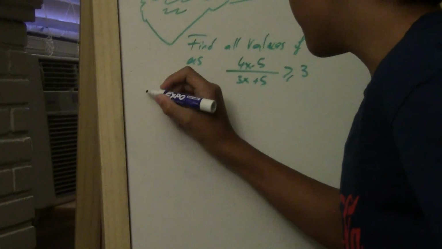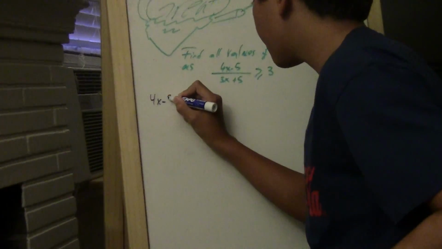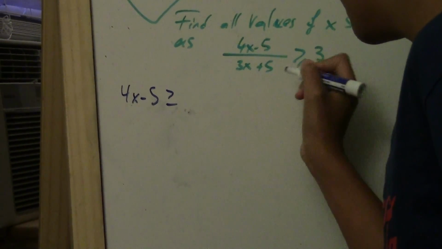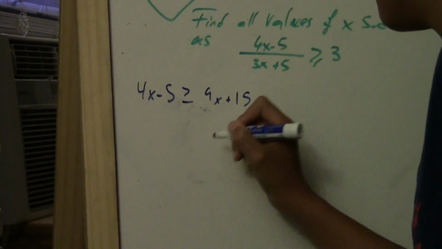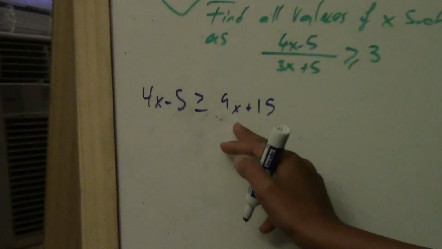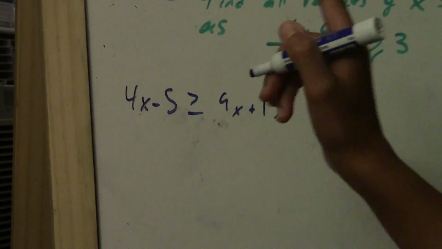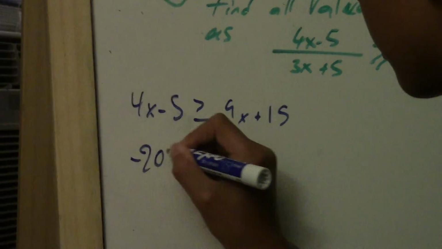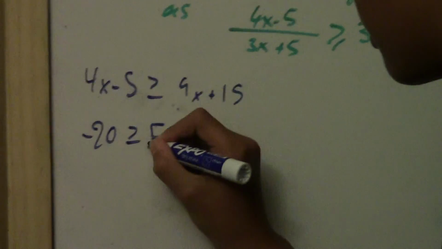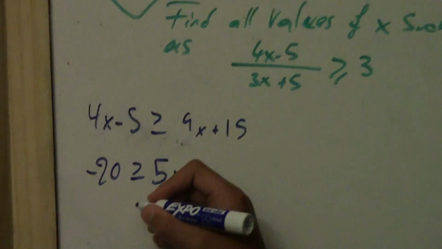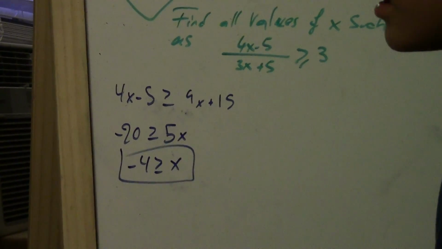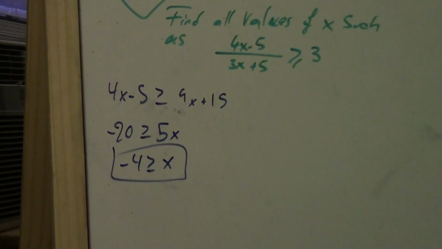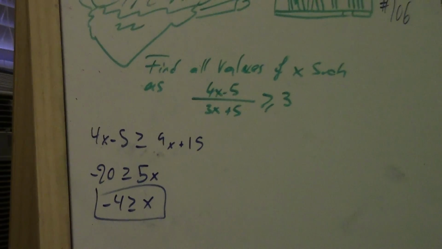So we try to get rid of them by multiplying both sides. We get 4x minus 5 is greater than or equal to, multiply by 3, 9x plus, multiply by 3 again, 15. Like terms together, minus 4x, that becomes 5x, minus 15, it becomes negative 20. Divide by 5 on both sides, you get negative 4 is greater than or equal to x. We're not done though.